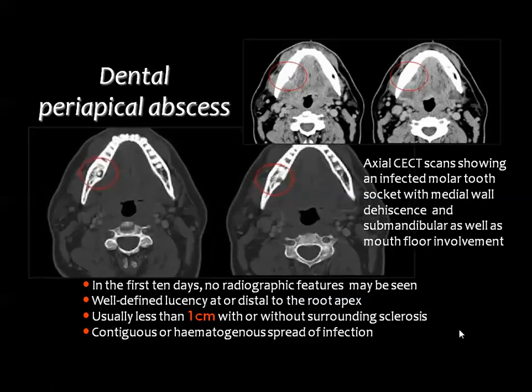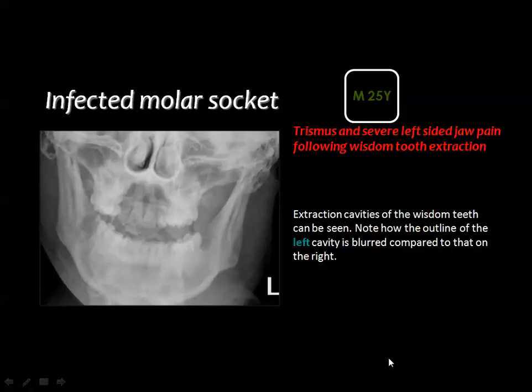Then many times, as I have mentioned, we are confronted by slightly enlarged deep cervical lymph nodes and also nodes around the submandibular salivary glands, and these are usually referred to as reactive lymphadenopathy. And here you can see an example by plain X-ray.